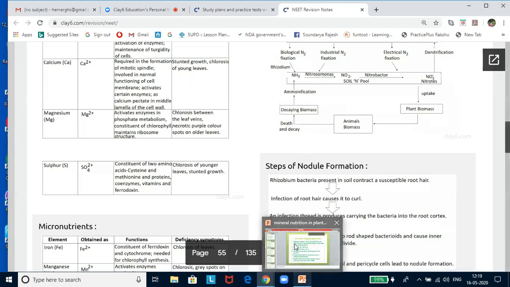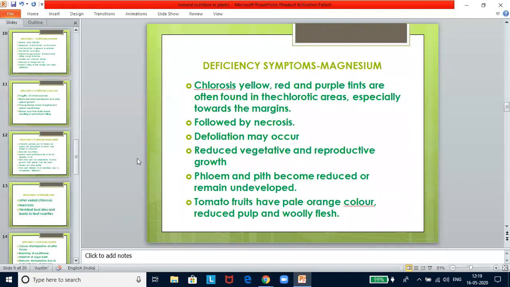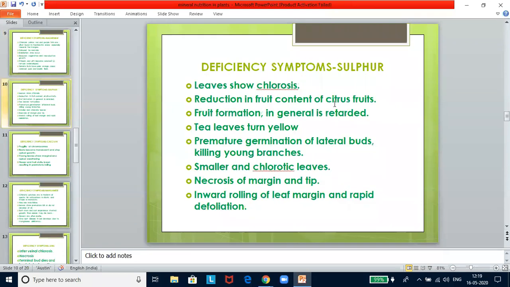Now, what would sulfur deficiency lead to? Leaves show again chlorosis. There is a reduction in the fruit content, especially in the citrus fruits. Generally, the fruit formation itself gets retarded. In tea leaves, sulfur deficiency makes the leaves turn yellow. They are supposed to be green, but it turns yellow.